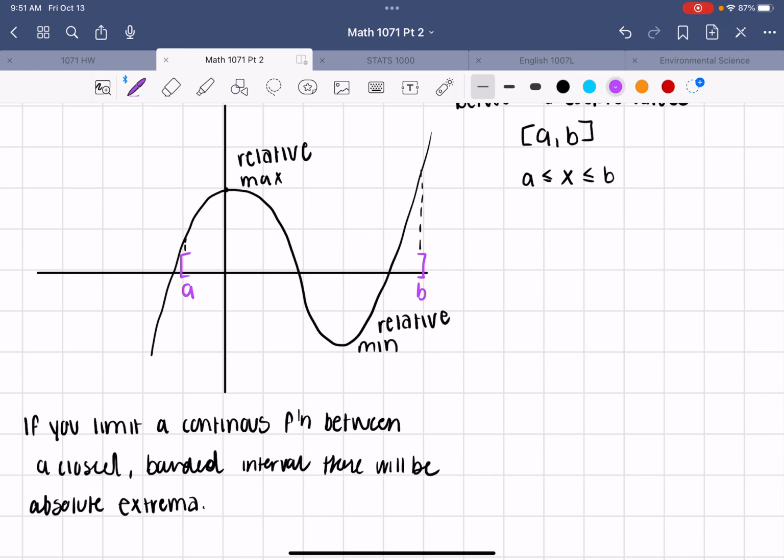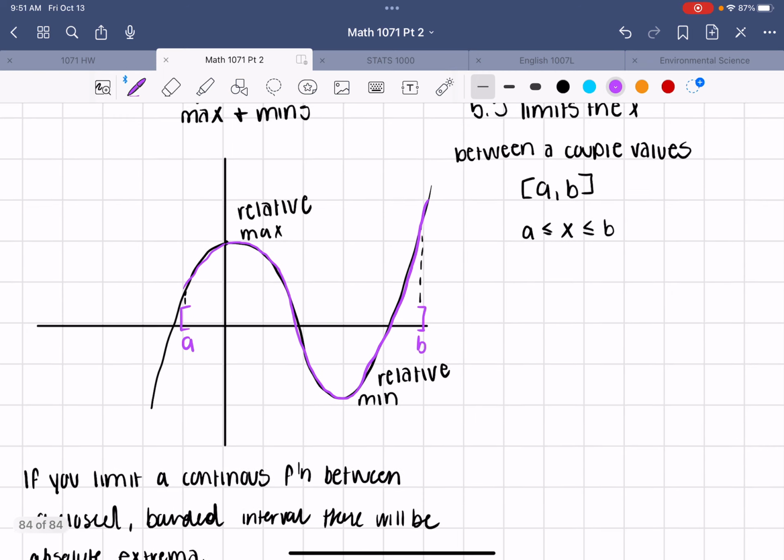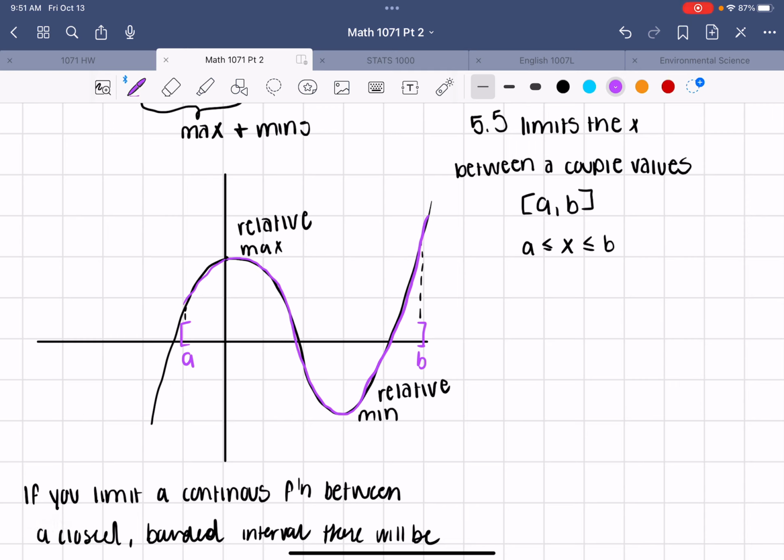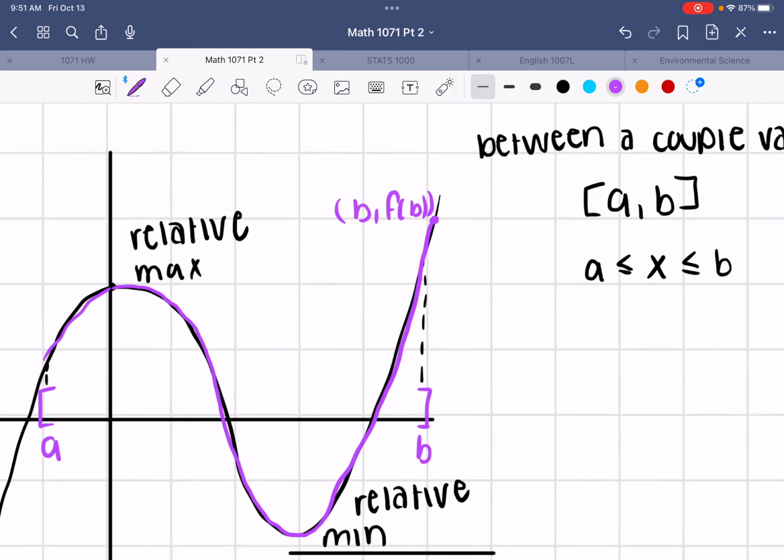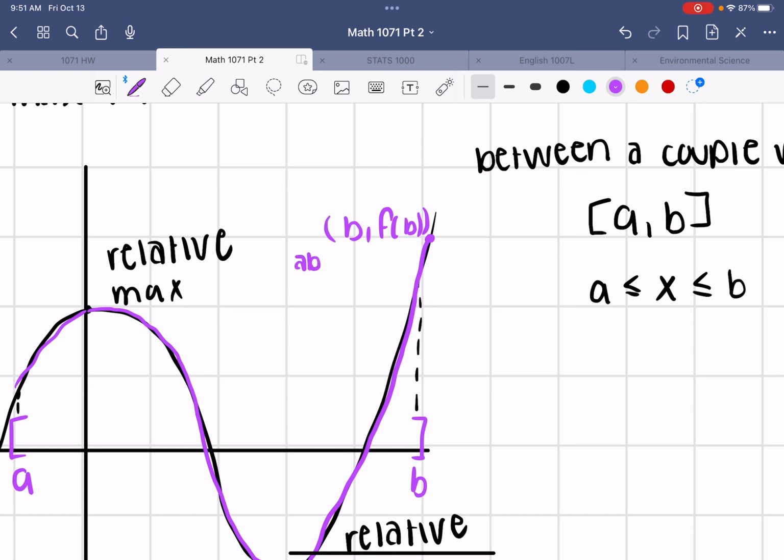So let's just eyeball it. Do you agree with me over here? This B, that's the tallest purple point. So this B comma f of B, that is my absolute maximum. And now, where is my absolute minimum? Oh, this relative minimum is now an absolute minimum.